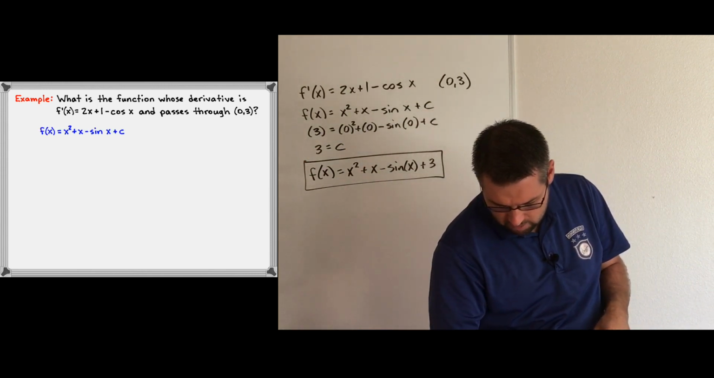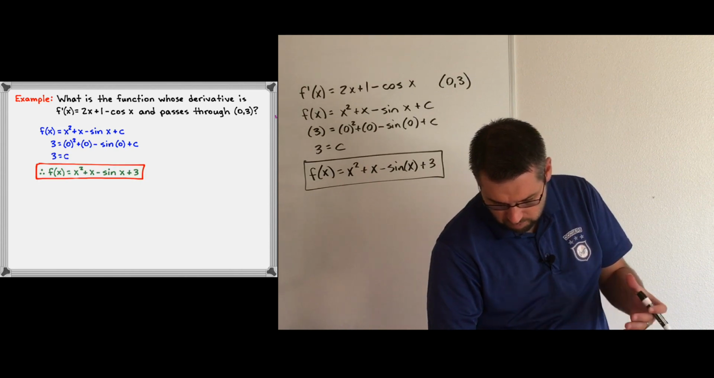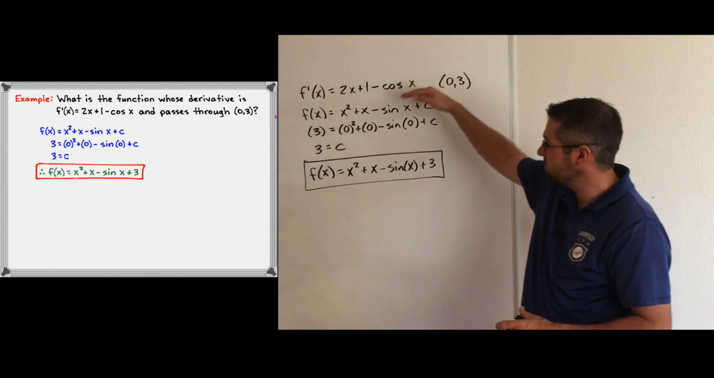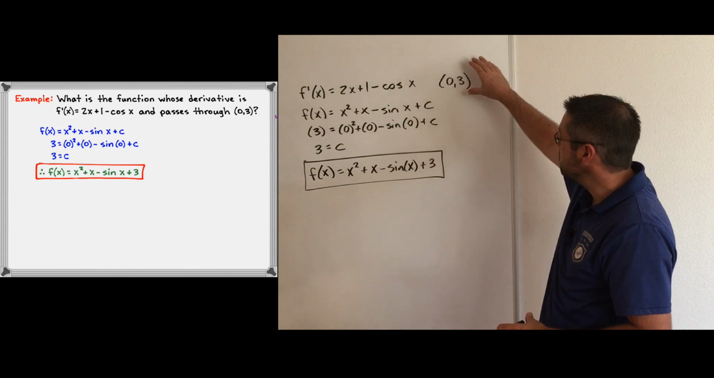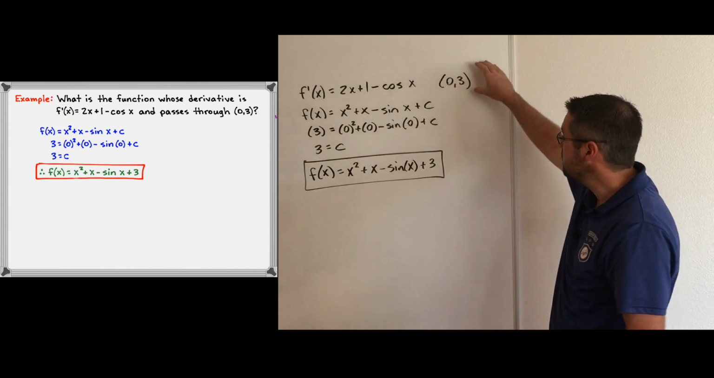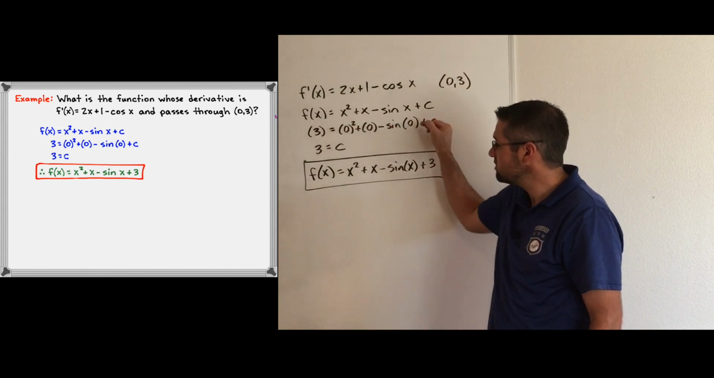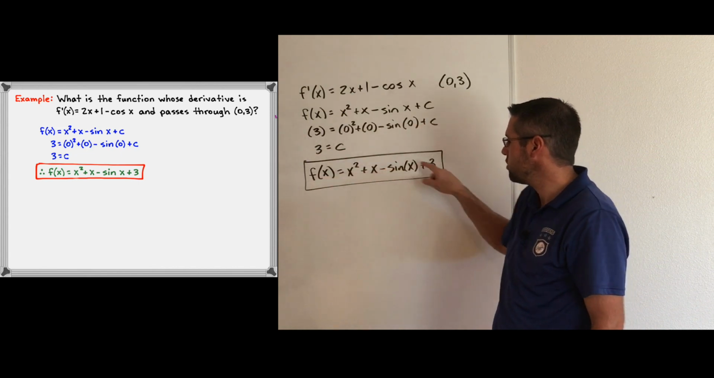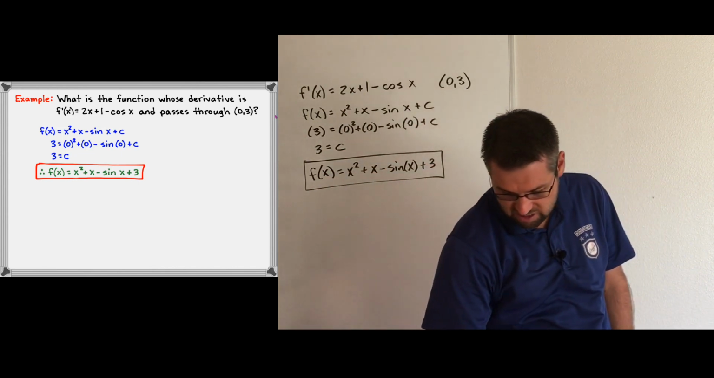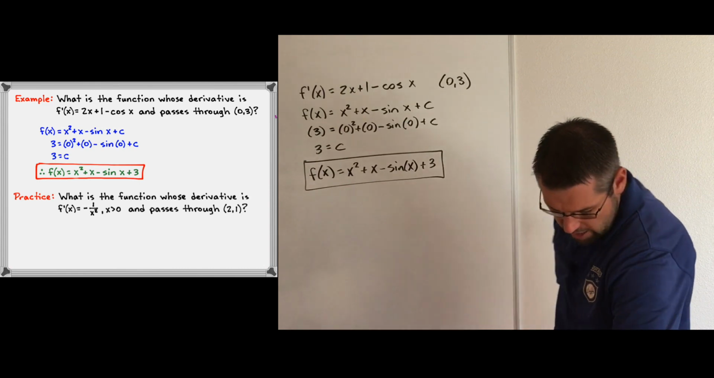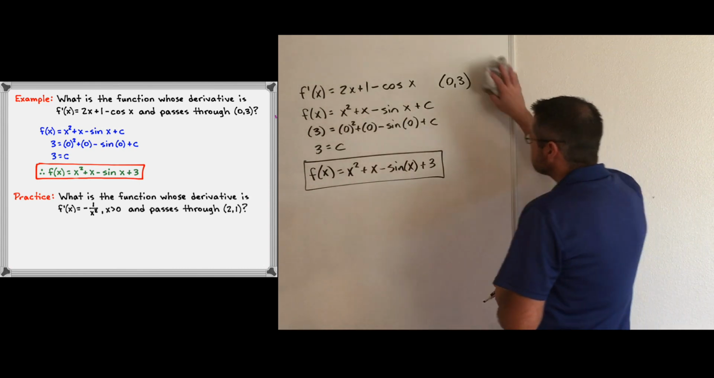Okay. Let's see here. So going through the motions again, take the antiderivative, then you plug the initial condition into our x and y values to solve for c, and then we can rewrite the equation with actually knowing what c is. So here's a practice problem for you to give a try.